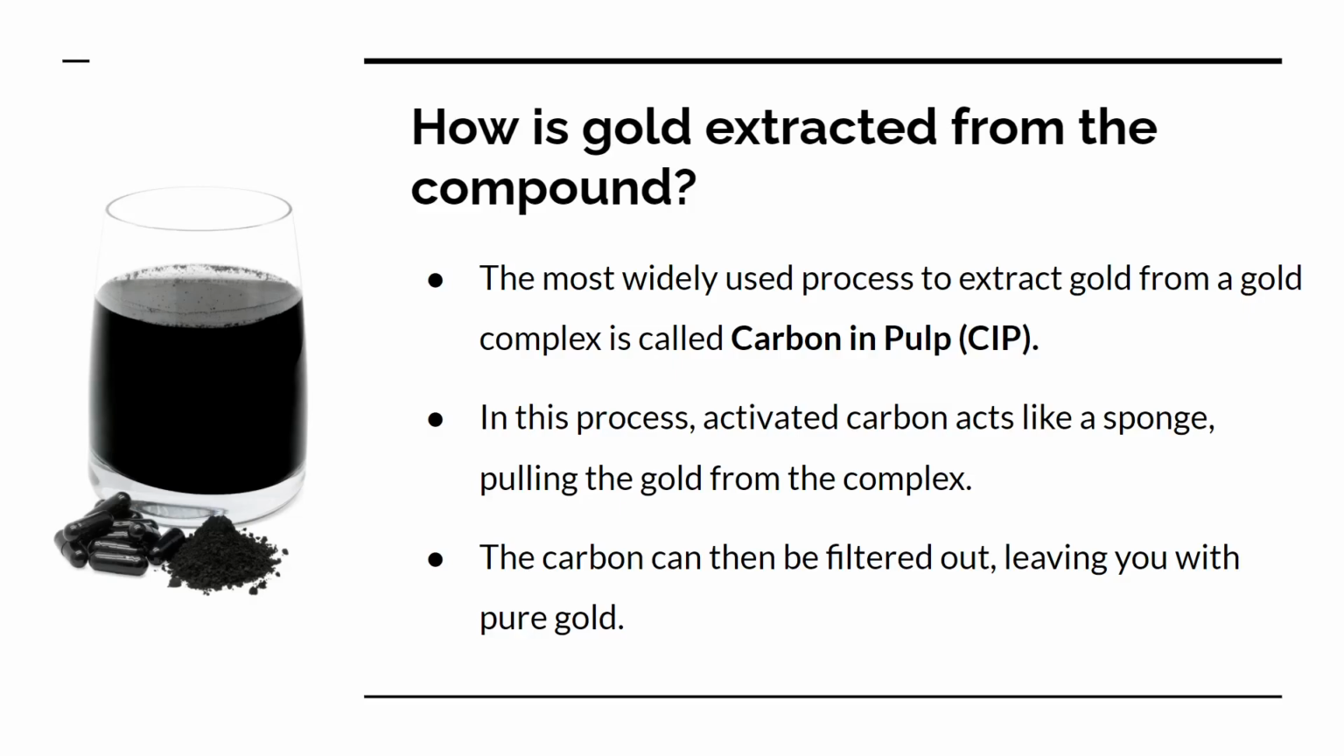Now, once you have this gold complex compound, the question is, how do you get it out of the compound? Well, the most widely used process to extract gold from a gold complex is called carbon in pulp. Now, oversimplifying it, the process is where activated carbon, which is also activated charcoal, acts like a sponge, which pulls the gold from the complex. The carbon can then be filtered out, which leaves you with pure gold. This is a simplification of the process, but that's all you would need to know.